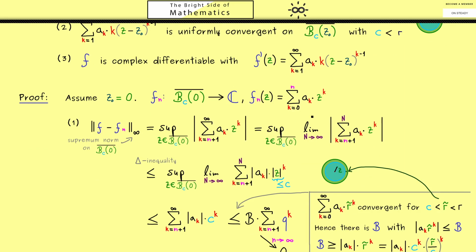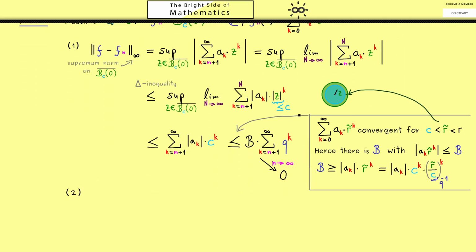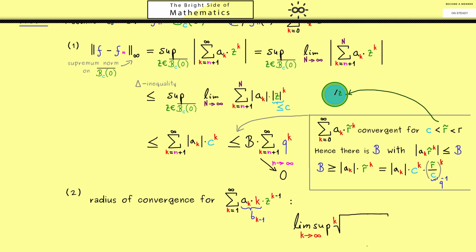So please remind yourself, this is just one limsup we need to calculate. For this, please note that our new coefficients for this power series are given by ak times k. Or more precisely, we can give it a name and call it b_{k-1}. The index is k-1 because the power here is also written as k-1. Okay, and now you know, for the radius of convergence, we need to calculate this limsup for k to infinity of the kth root of the coefficient in the absolute value bk. Hence, what we have inside here is a_{k+1} times k+1.